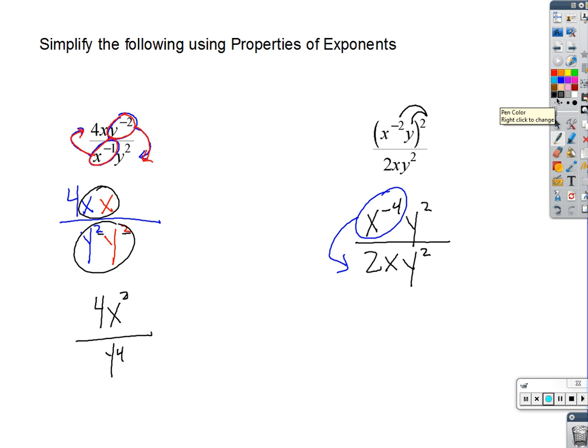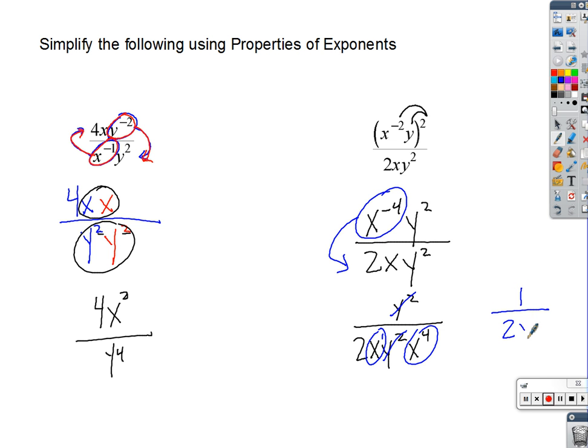So I'm going to have y squared on top, and then I'm going to have 2x y squared on the bottom, plus now I have an x to the 4th. And then I want to try to simplify the best that I can. So this x to the first and this x to the 4th can combine to make 5x's. The y squared on top and the y squared on the bottom actually cancel each other out. So we end up with 1 over 2x to the 5th.